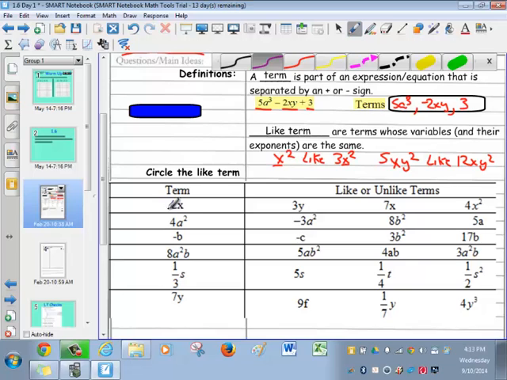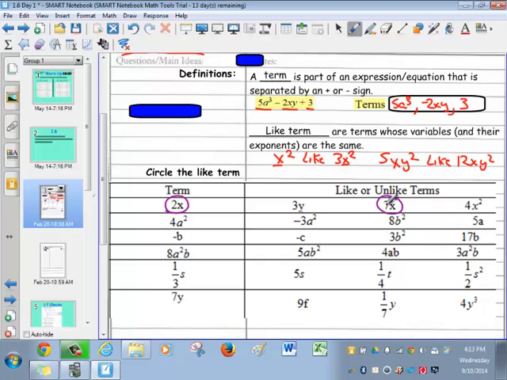Maybe you never paused it and that was just awkward. So we're going to find like terms to 2x. Well, we've got to find variables of x, and the exponent should be the same. So here's a y, so that's not like. Here's an x, and the exponent is the same, so I'll circle that one. Here's an x, but the exponent is not the same, so those aren't like.